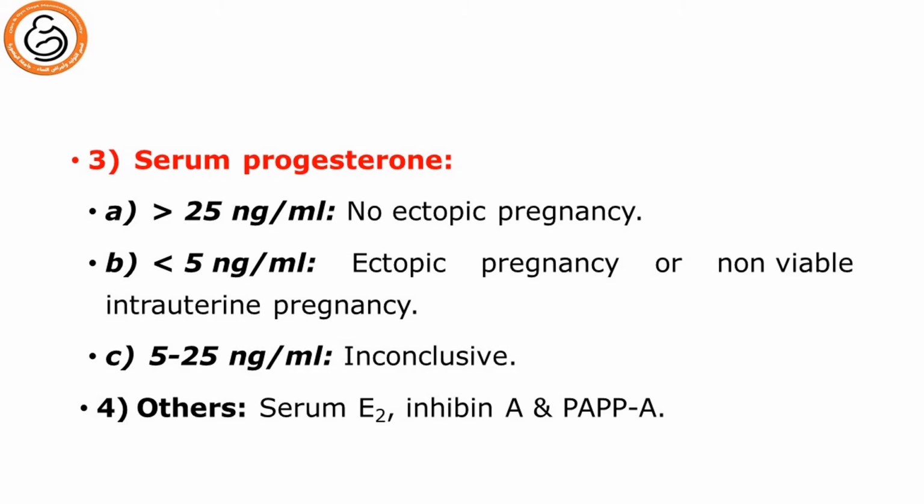Other measures are not usually done; we usually depend on the beta HCG level and its doubling after 48 hours. Sometimes we can measure E2 level, inhibin A, PAPP-A levels.